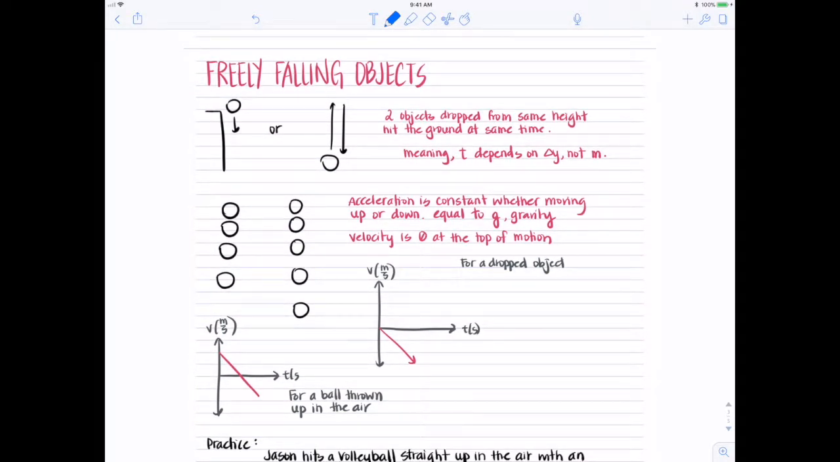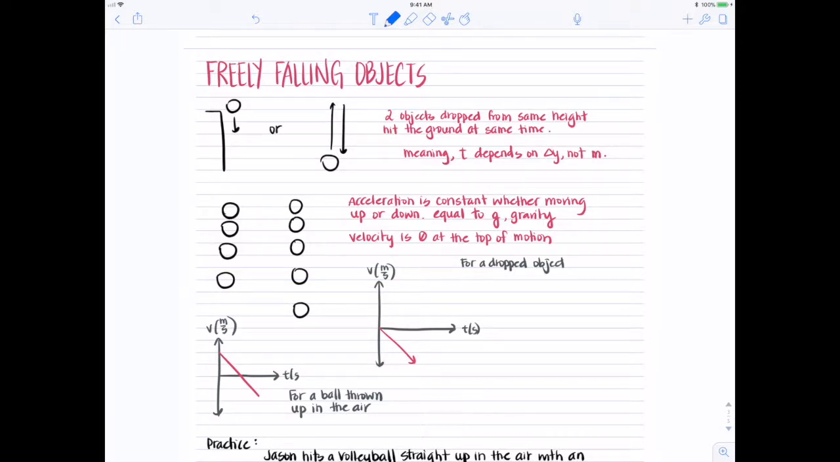Then we applied this one-dimensional kinematic concept to freely falling objects, so objects in free fall. Remember that two objects dropped from the same height will hit the ground at the same time, and that's because the time in the air depends on delta y, not on the mass. So if you dropped a bowling ball and a bag of feathers from the same height, they would both hit the ground at the same time.